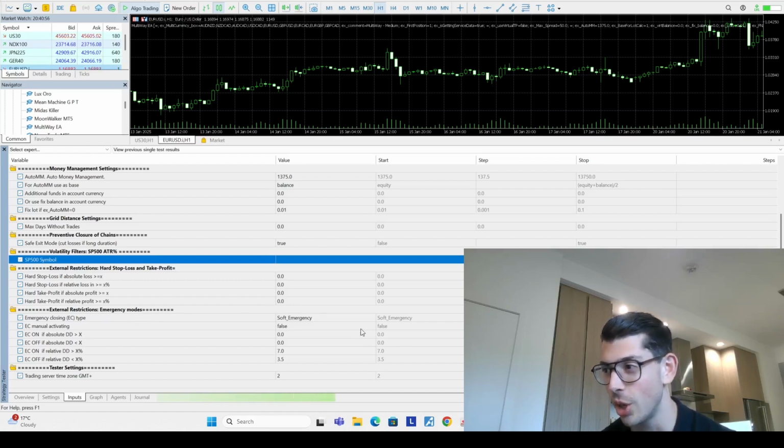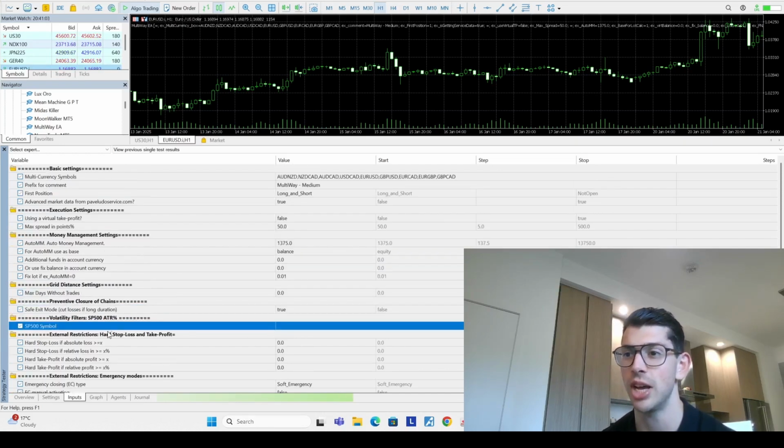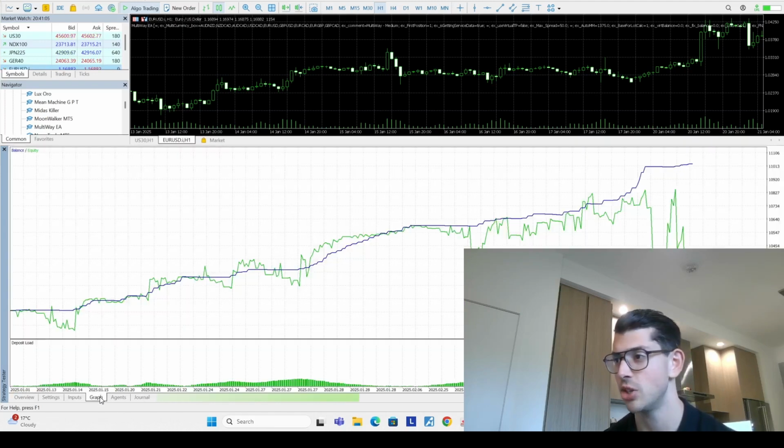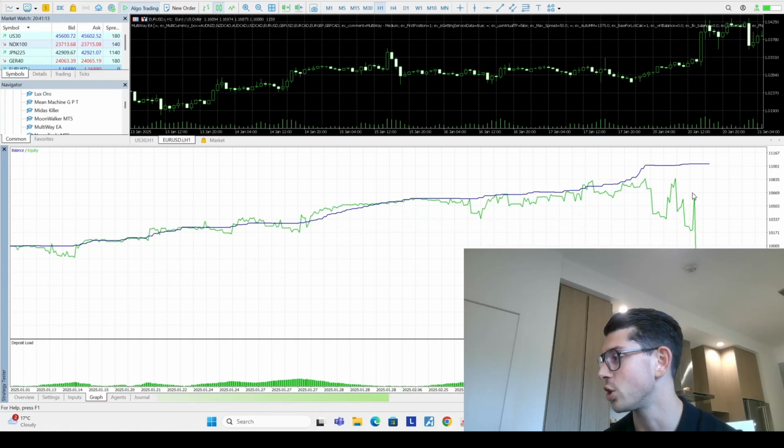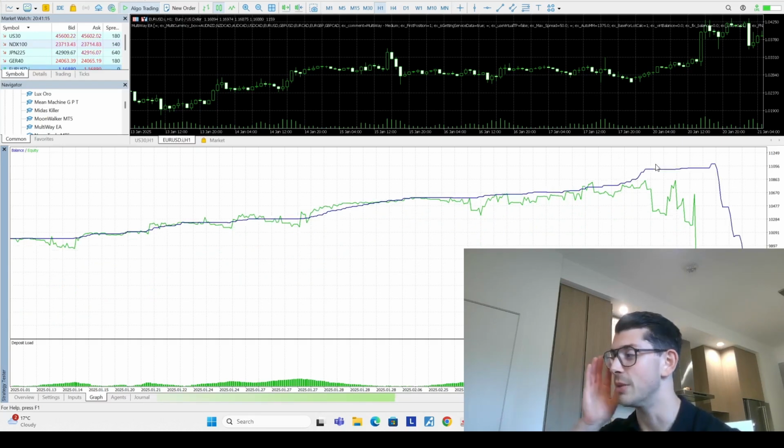So emergency closing type, soft emergency, false. So this is some sort of equity stop loss as well. And he has a time offset. So yeah, this makes sense to me. Clearly we can see when we're running, there is a grid martingale going on or some sort of grid system, because we have these large detachments between the equity and the balance lines.